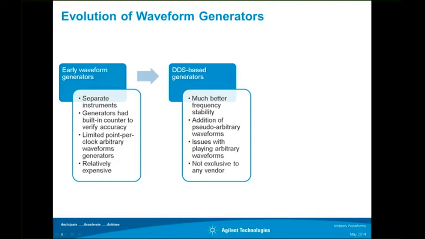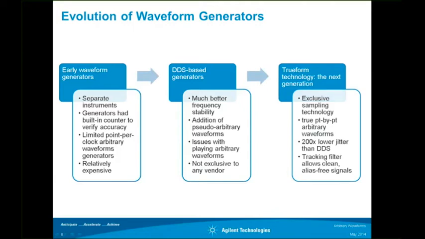So the function generator that you probably have on your bench right now is going to have this DDS-based flaw. Since every test and measurement vendor uses the DDS-based technology, it's not exclusive, and Agilent changed the paradigm a few years ago. Agilent actually came out with Trueform technology, which is the next generation of waveform generator. This is exclusive sampling technology for Agilent Technologies, and we're the only one that can do this.